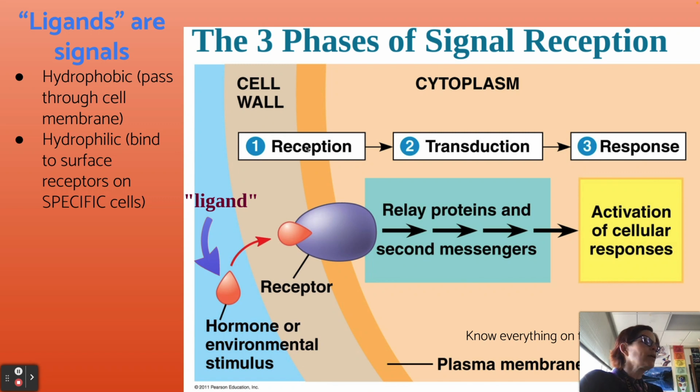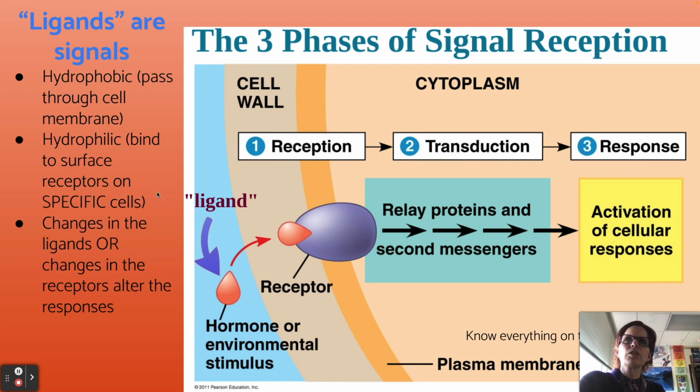So what I want you to remember are the letters RTR: reception, transduction, response. So this is how cells communicate with each other, how they send messages and how they respond to those messages. A message is called a ligand, that's the signal, and it has to trigger some kind of a response in the cell. So in this case, it was a hydrophilic ligand. It bound to the protein, the purple protein. When it binds, what happens to the protein?